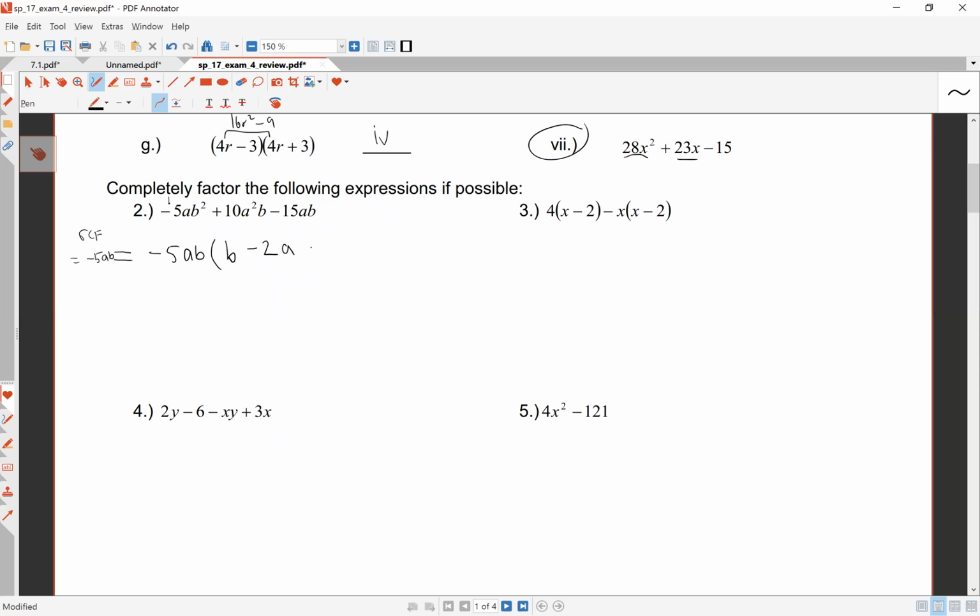Finally, I take a negative 5 off of negative 15, it leaves me with a plus 3. I took ab off of ab, so it's now gone. Okay, and the remaining trinomial b minus 2a plus 3, there's nothing I can do to factor that. And so that's our final answer.